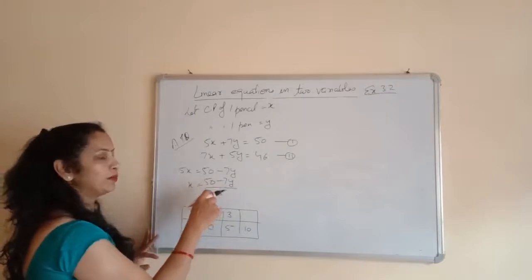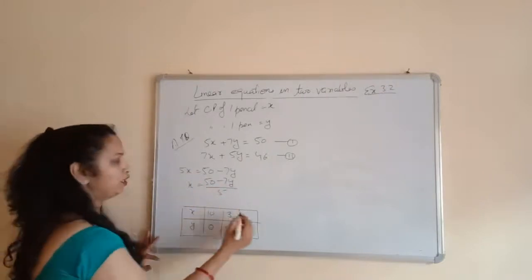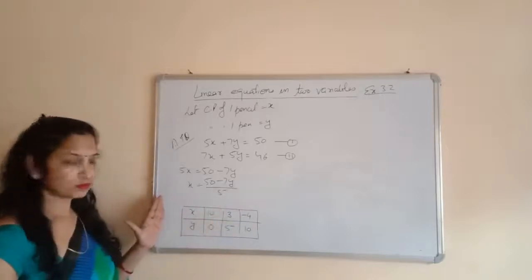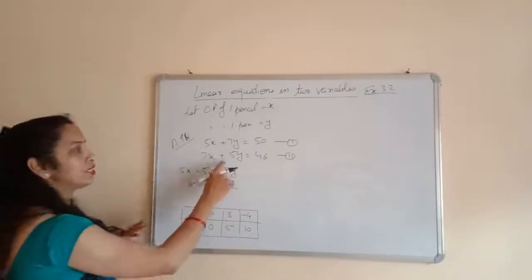50 minus 70 upon 5, minus 20 upon 5, it will be minus 4. So this is one of the tables. Now make another table for the second equation.